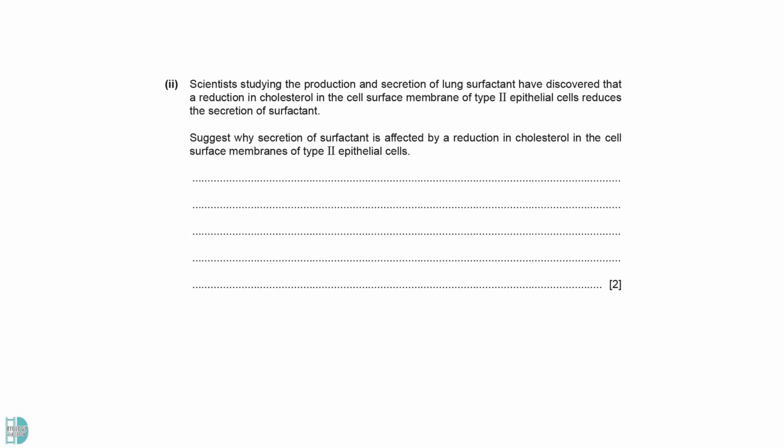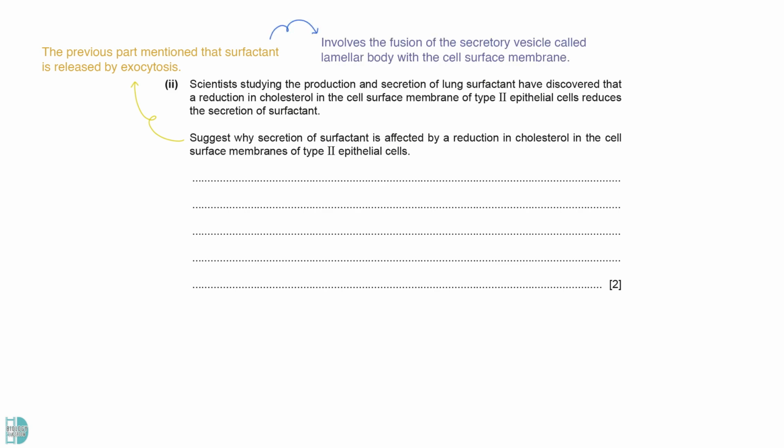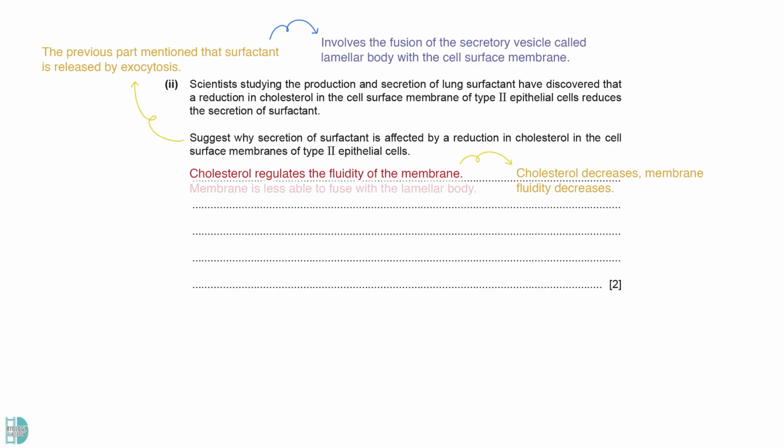2. Suggest why secretion of surfactant is affected by a reduction in cholesterol in the cell surface membranes of type 2 epithelial cells. The question mentioned that surfactant is released by exocytosis. This involves the fusion of the secretory vesicle called lamellar body with the cell surface membrane. Cholesterol regulates the fluidity of the membrane. When cholesterol decreases, the fluidity of the membrane decreases. With reduced fluidity, fusion between the lamellar body and the cell surface membrane is more difficult to occur.